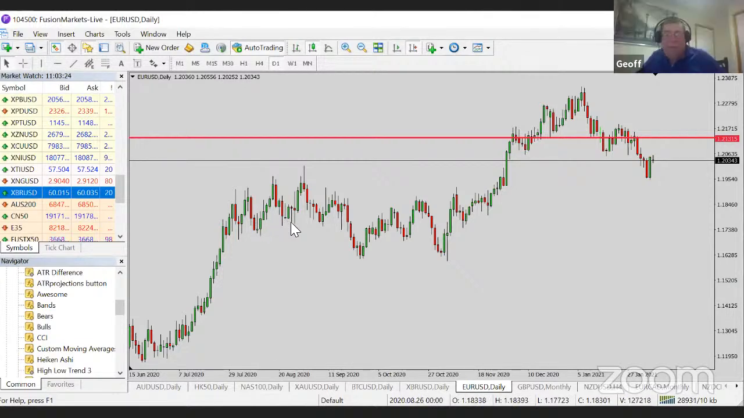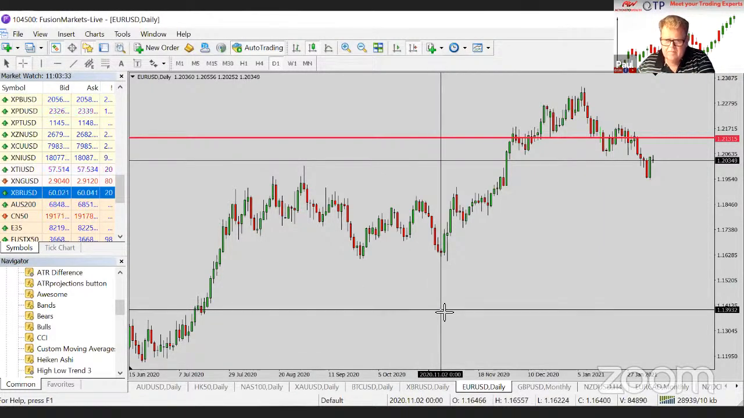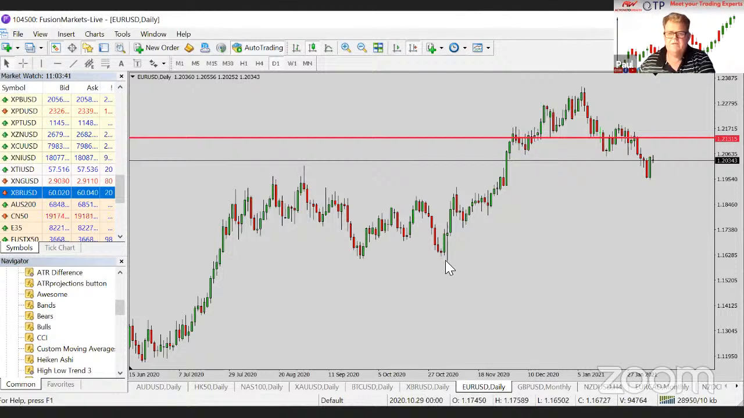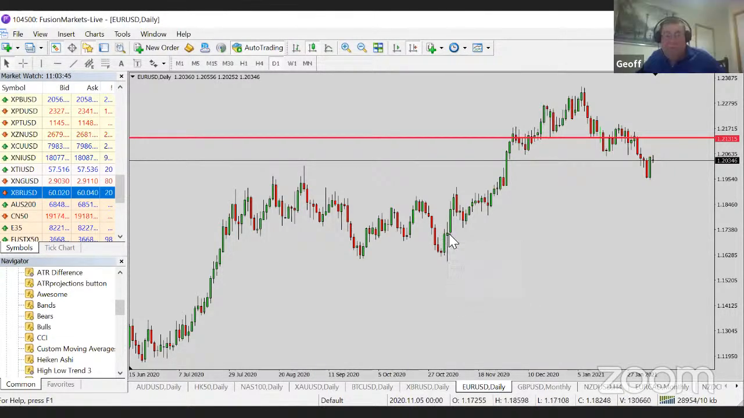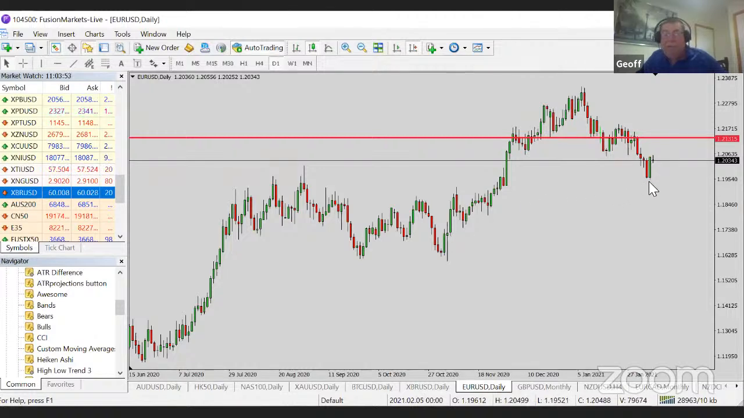Go back to the 27th of October 2020. That pin bar you got there. This one here. Yep, that qualifies, because the low is lower than the previous bar and it closes towards its high. Yeah, it's on or near its high. Yesterday's bar, exactly the same. That qualifies.